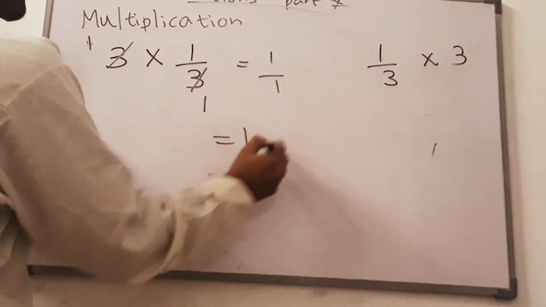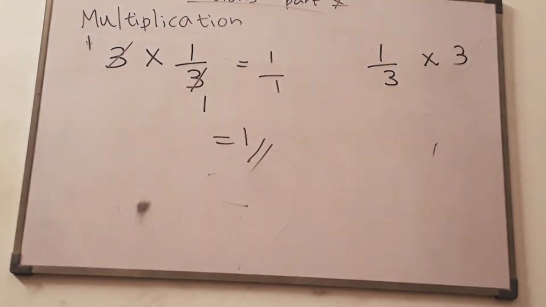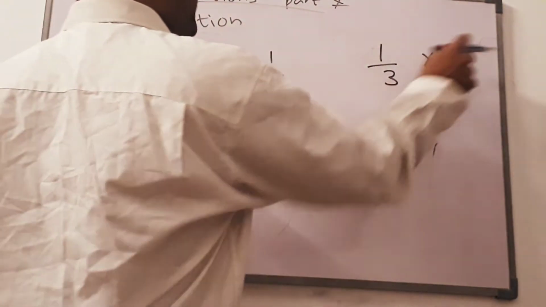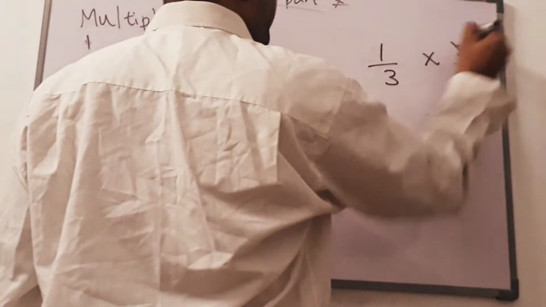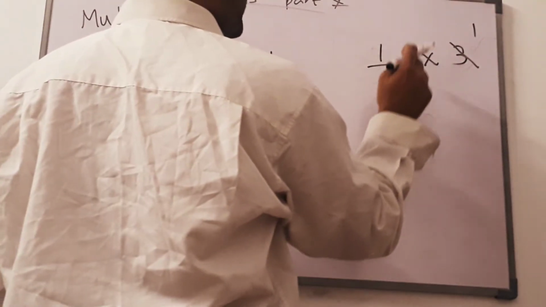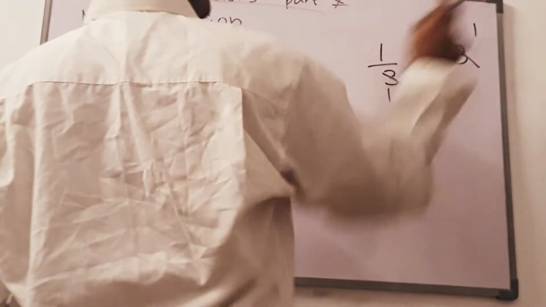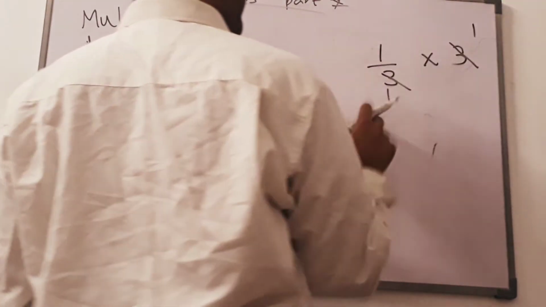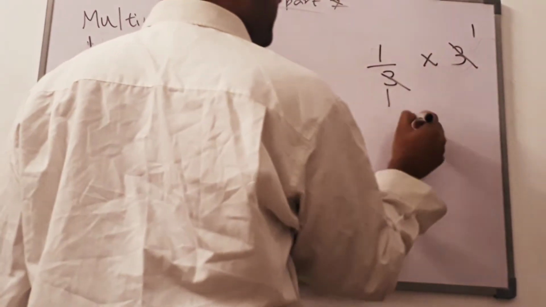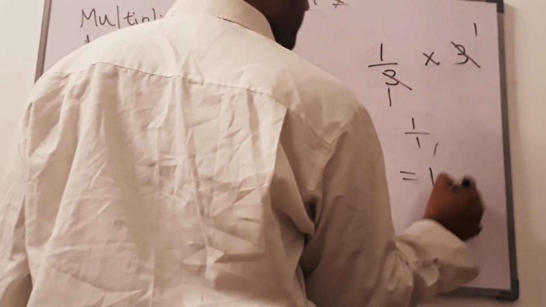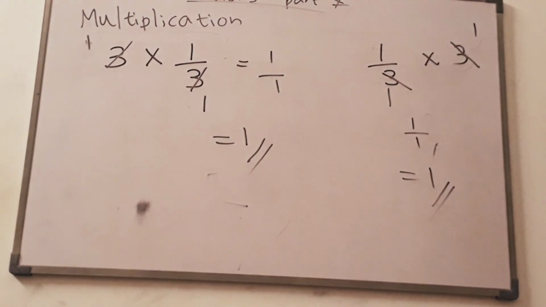The answer is 1. Here also the 3s can be cancelled. There's a 3 in 3, and here also there's a 3 in 3. So 3 and 3 get cancelled. 1 times 1, 1 divided by 1. The answer is 1. Okay, suppose a question like this now.